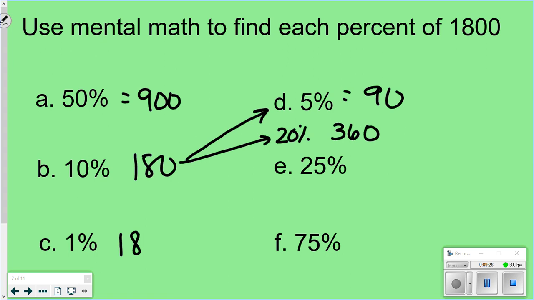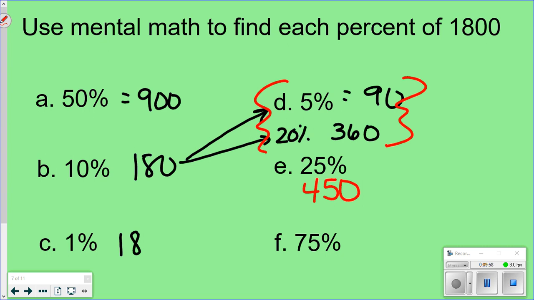Now I can use these two things. Hold on. To find 25%, I can use these two things together. So that would be 450, because I'm going to add these two things together. And then 75%, you could do a 50, a 20, and a 5. You could do 3 25s. That's up to you. You could do 100 minus 25, which would be 75%.